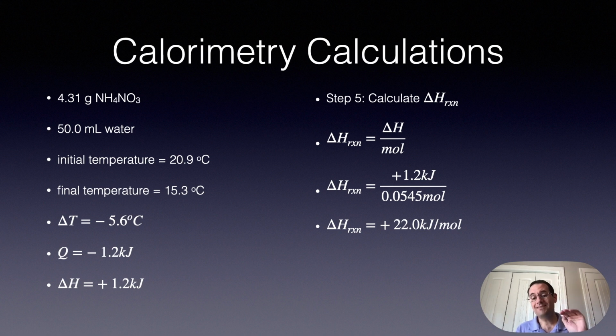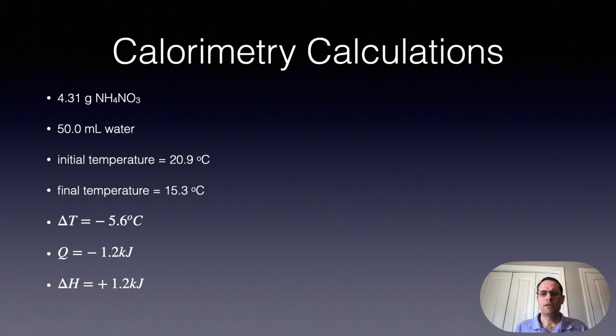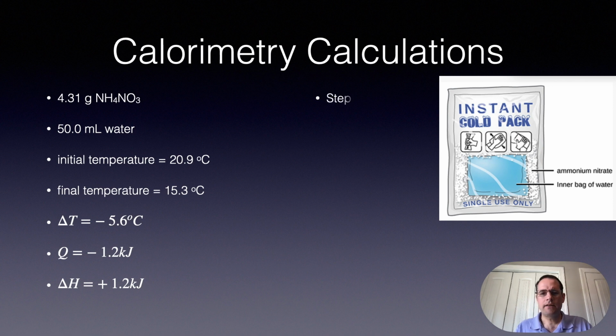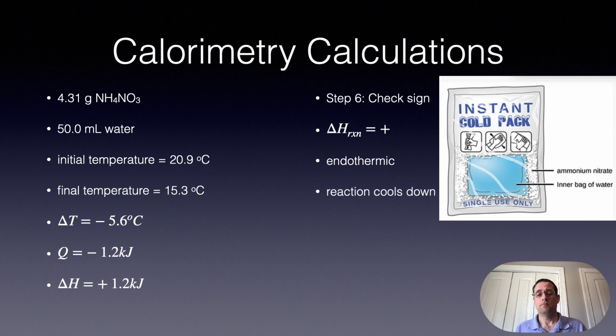So that right there is the heat of reaction in units of kilojoules per mole, and that's how you do it. There's 5 steps. I'll show you the necessary formulas at the very end of this talk. So we want to go through and check the sign. Delta H is positive. It's endothermic. The reaction cools down. The final temperature is lower than the initial temperature. So in your mind, you're thinking check, check, check, check. Everything checks out. That makes sense.